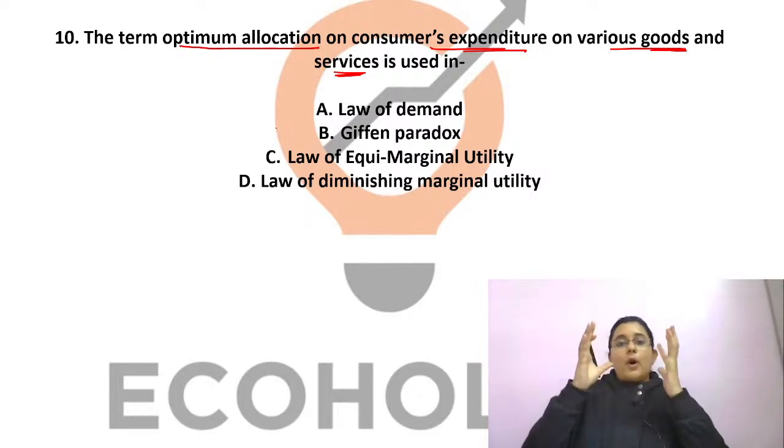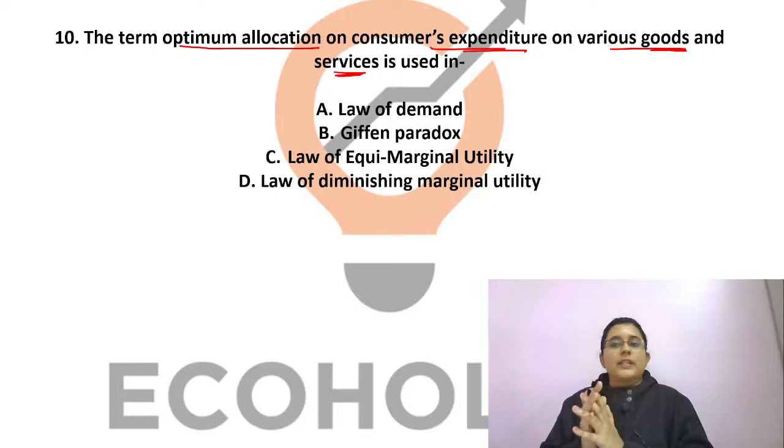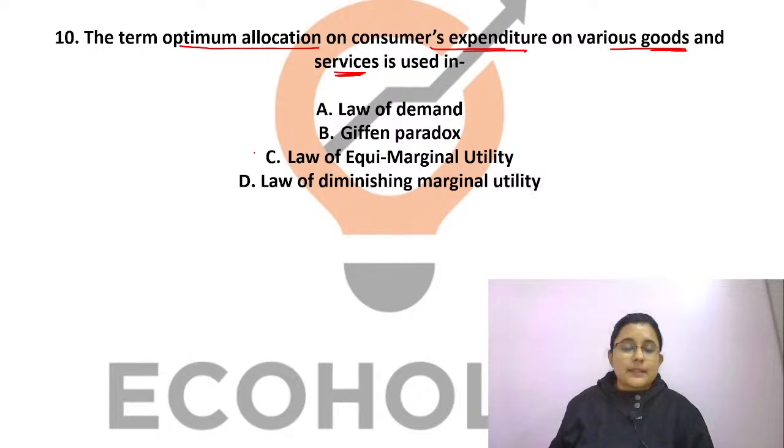Look, the term optimum allocation of consumers' expenditure on various goods and services is basically used in the concept of law of equi-marginal utility, where we try to equate the marginal utility that we get after consumption of a particular good.